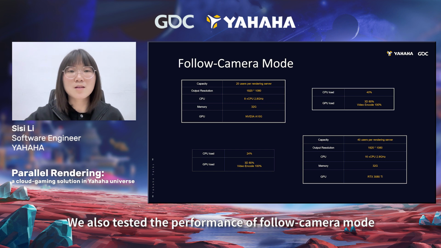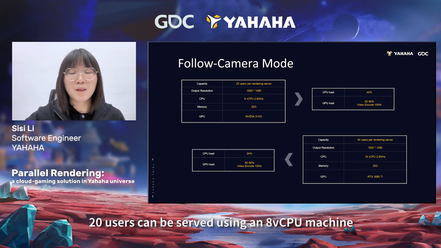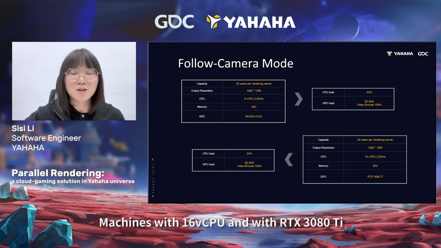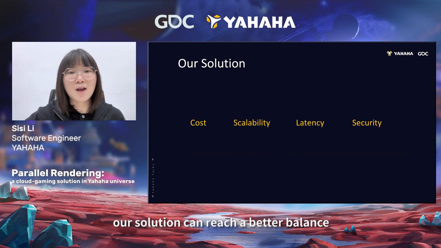We also tested the performance of follow camera mode. Using NVIDIA A10G with output of 1080p, 20 users can be served using an 8 vCPU machine. The CPU load is 40% and the GPU is fully used. Machines with 16 vCPU and with RTX 3080 Ti can serve up to 40 users per instance when the GPU is at full load. To summarize, our solution can reach a better balance in cost, scalability, latency, and security.